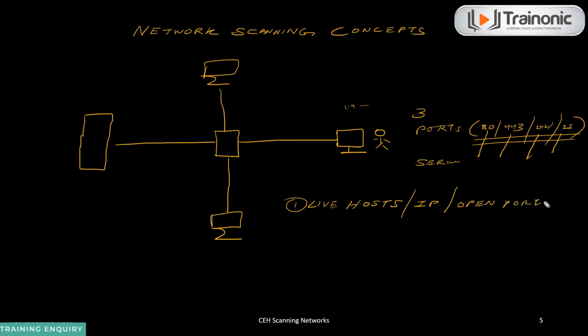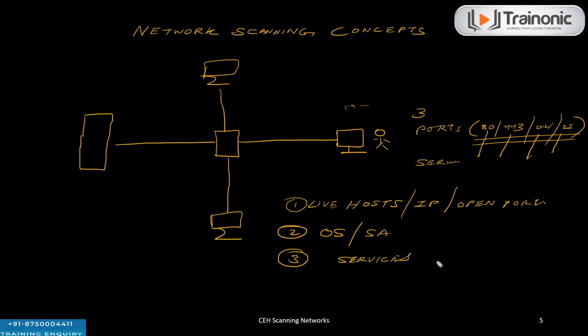The second objective of network scanning would be to discover operating systems. So what kind of operating system is running on that specific system, and the system architecture. The third objective of network scanning would be to discover services running on the host. So what kind of services? Is it SMTP? Is it SSH? Is it Telnet? Is it HTTPS? Something like that. Those are the services.